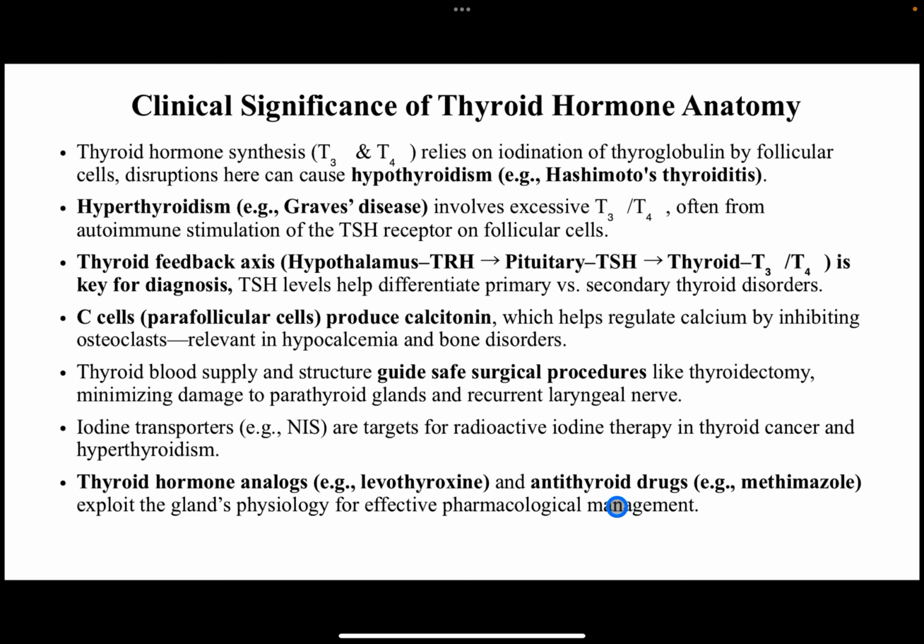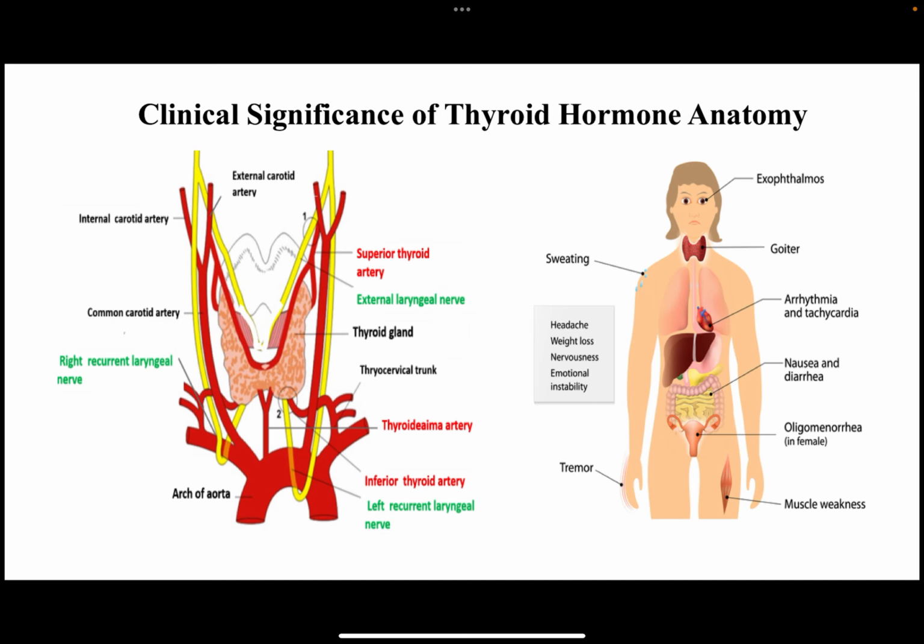Then we have the anti-thyroid drugs like methimazole. For example, if a patient is having high levels of T3 and T4, then we will give the patient methimazole. It's an anti-thyroid medication. It will reduce the effects of T3 and T4, or it will stop the production or the release of T3 and T4. And levothyroxine is a thyroid hormone. So basically, that is it for the thyroid gland.